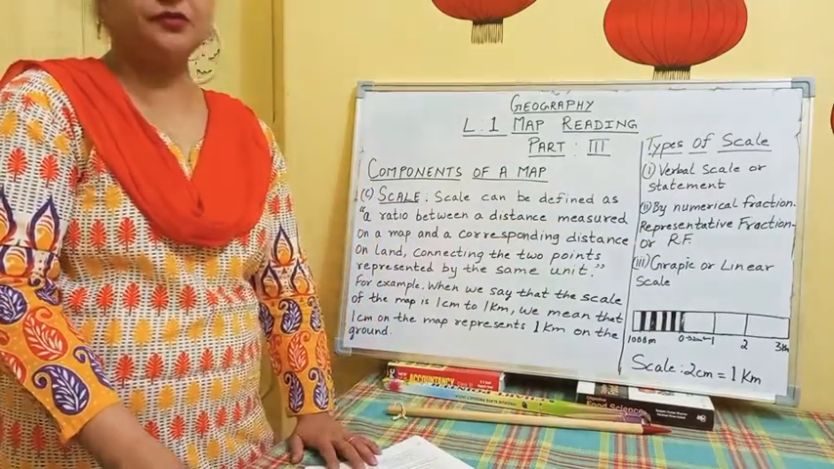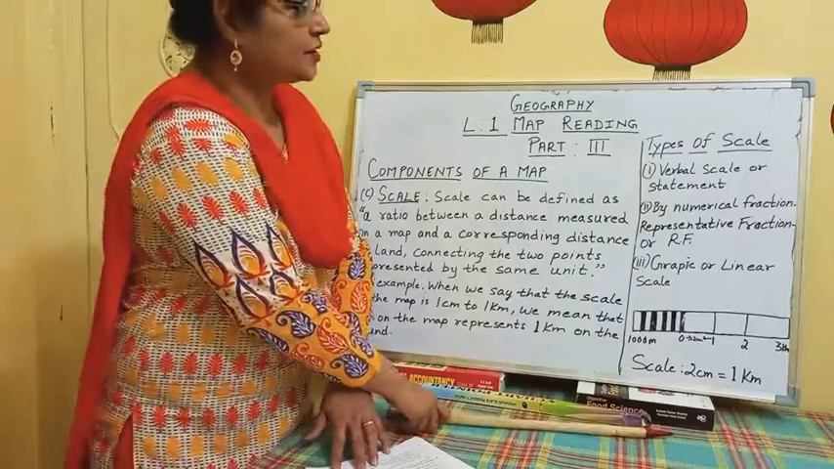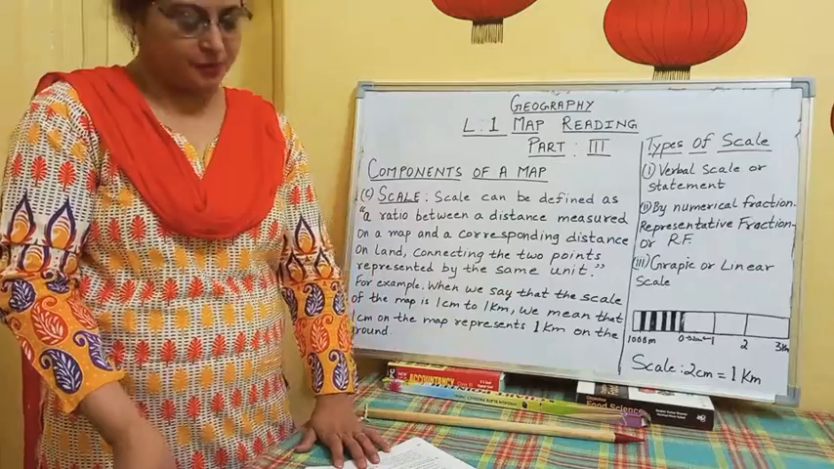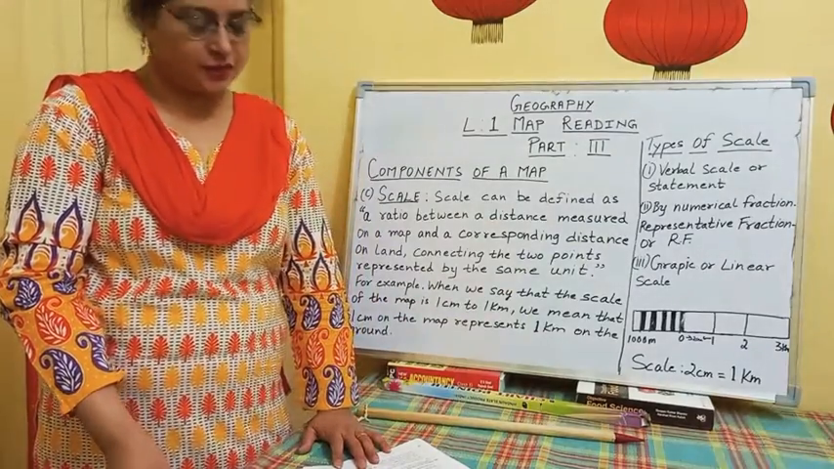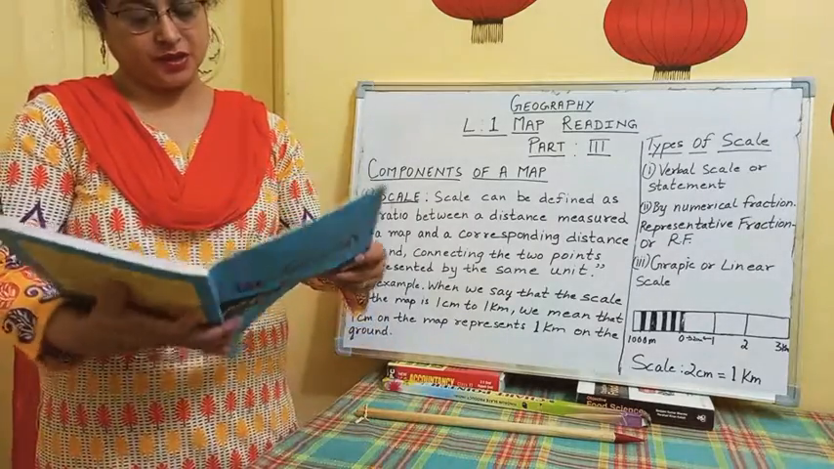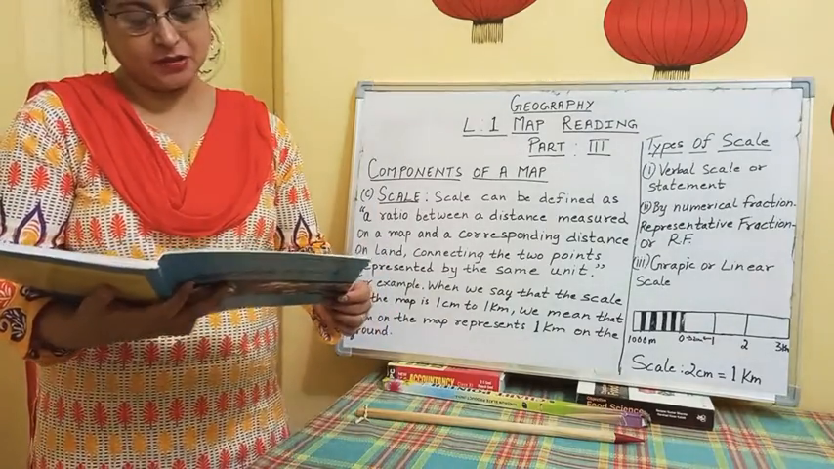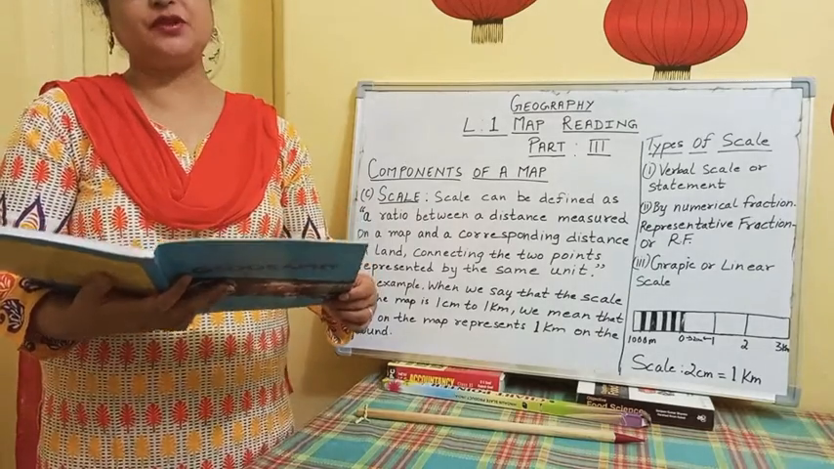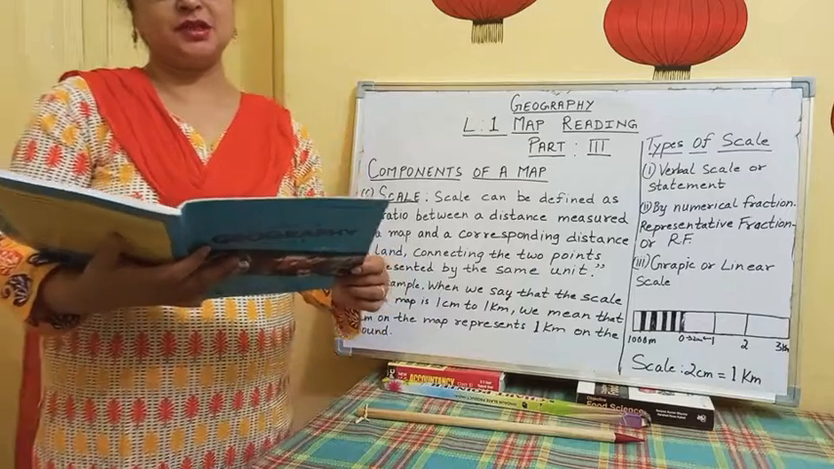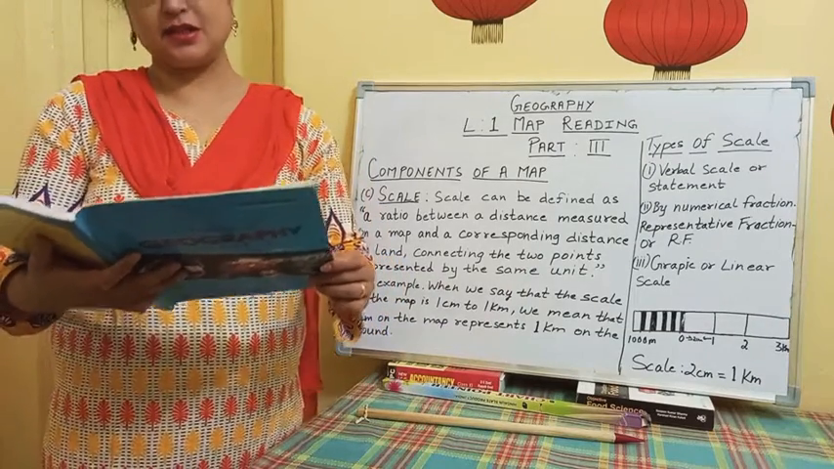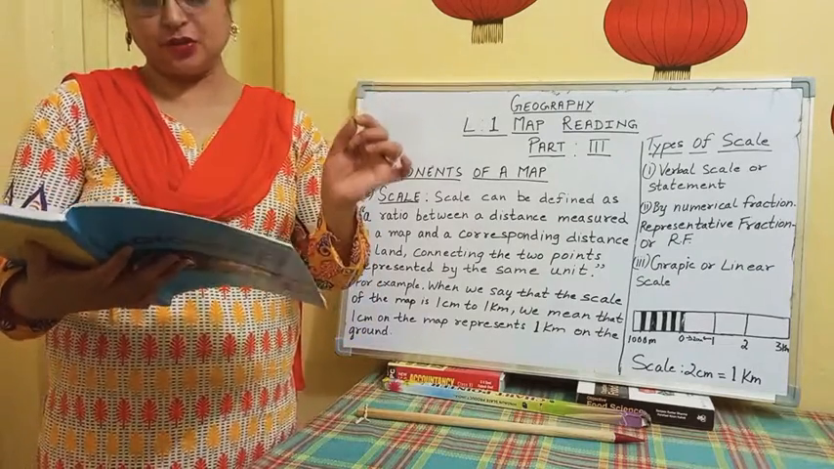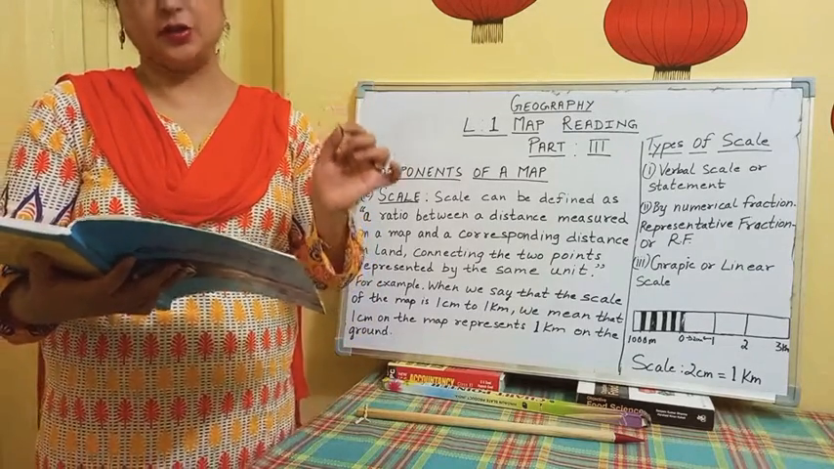Let us study about the first one. The first one is the verbal scale or statement. What do you mean by verbal? Verbal means something which is expressed in words. In this method, the scale is expressed in words. For example, 1 centimeter on the map represents 50 kilometers on the ground. Means on a map you are showing 1 centimeter, but in actual the distance is 50 kilometers on the ground. So 1 centimeter is equal to 50 kilometers on the ground distance.